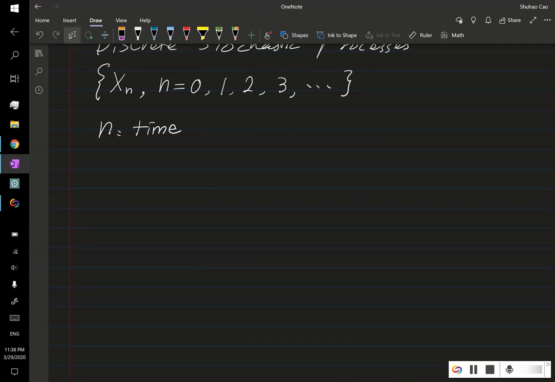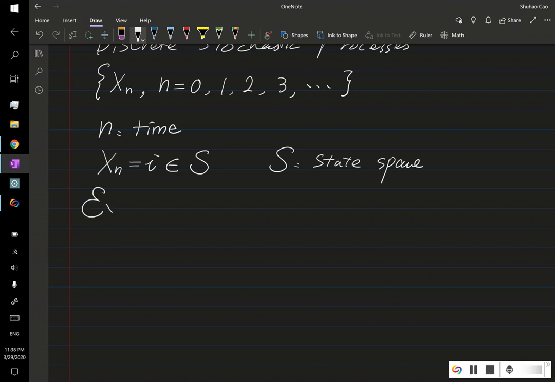And now there are the values X_n can take. So for example, if X_n is, say, i, and i is in some set S, this S is called the state space. So it's basically what values this stochastic process can take. So before we move on to a formal definition, let's see a very, very simple example.